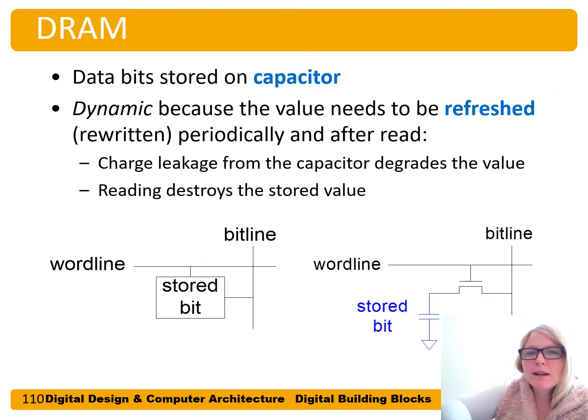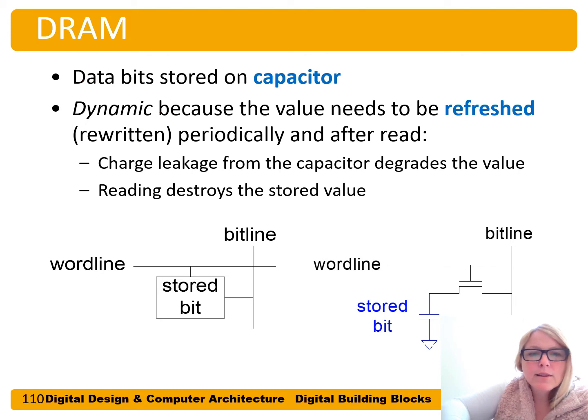So DRAM, dynamic random access memory, stores bits on a capacitor. It's called dynamic because the value on that capacitor needs to be refreshed, or rewritten, periodically and every time after it's read. This is because capacitors aren't perfect. There's some leakage of that charge. So over time, the value stored on that capacitor is going to degrade, and reading a bit always destroys it. So this is called refreshing the data.